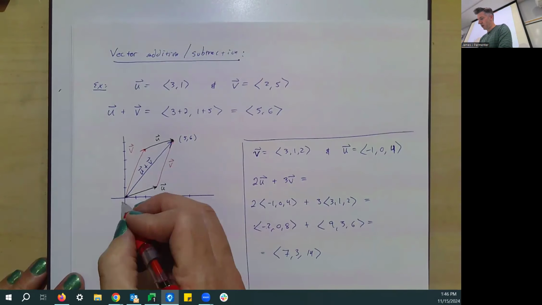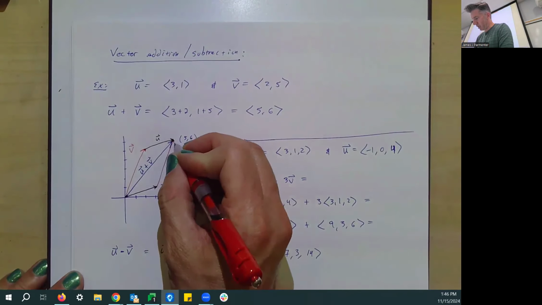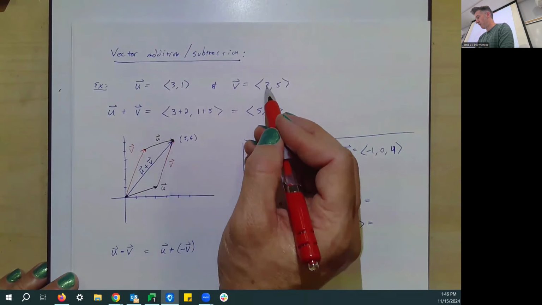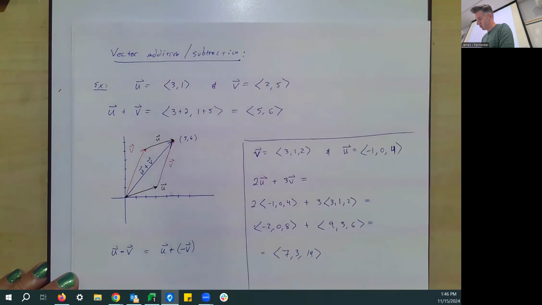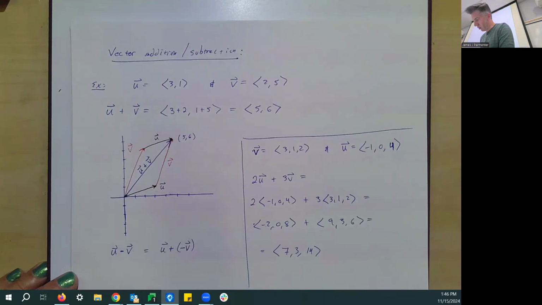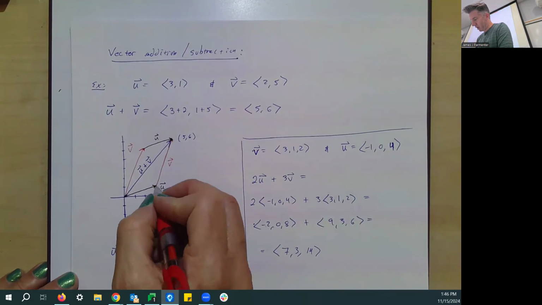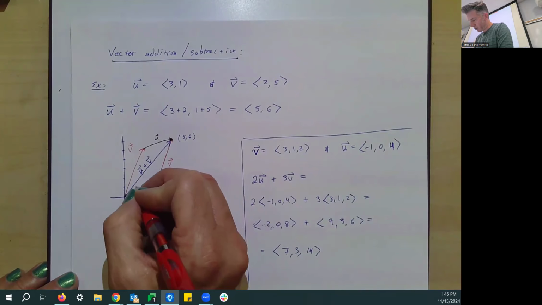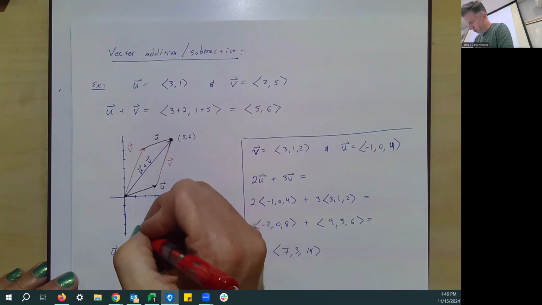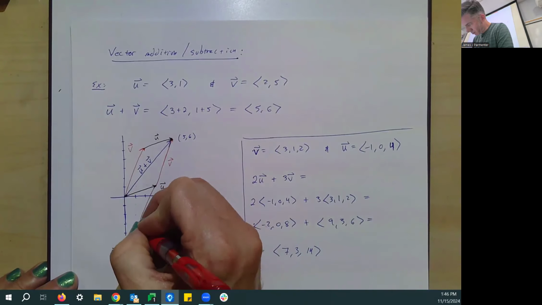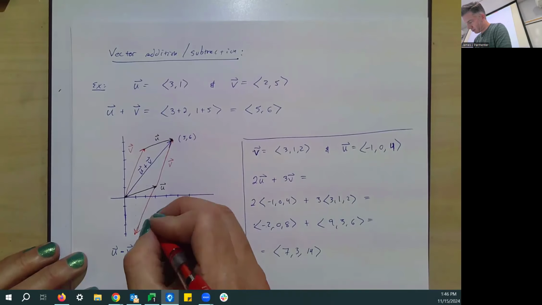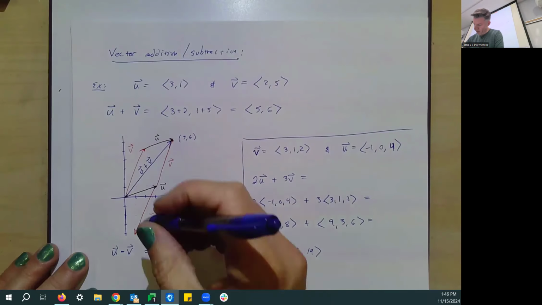So I'm going to go in the u direction, and instead of going in the v direction, I end up going in the -v direction. So I'm going to go not 2 over and 5 up, but 2 left and 5 down. From the point 3 comma 1, I'm going to go 2 left and 5 down. So there's u minus v. So here's my resulting vector.